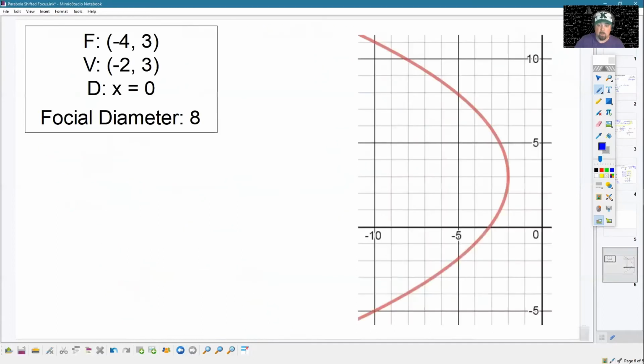And you see it's the same thing that I have right over here. I even have a focal diameter of 8 listed. We'll talk more about focal diameter next time when we start putting all these together, because we have 2 other conic sections to learn as well.